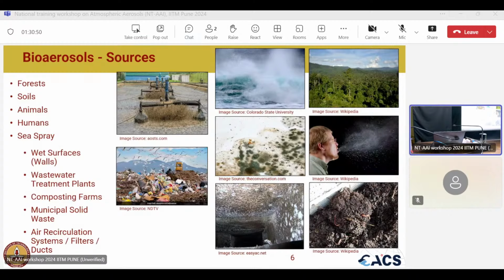And then, of course, you have the biota, and the bubble bursting mechanism from the waves, where you get bacteria thriving in the sea, and so on. So these are different sources where you can attribute which one you want to call a natural source and which one you want to call an anthropogenic source.